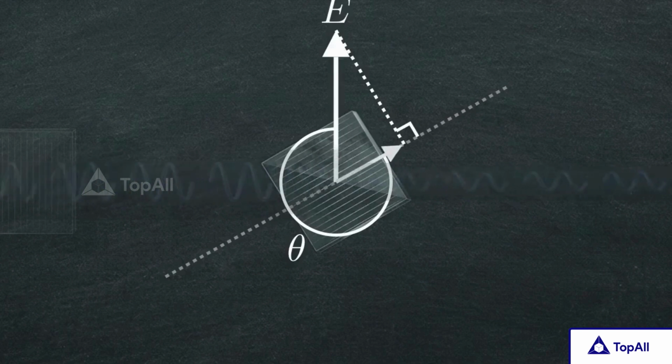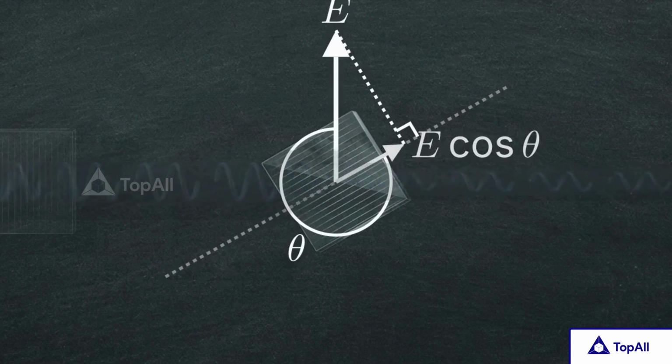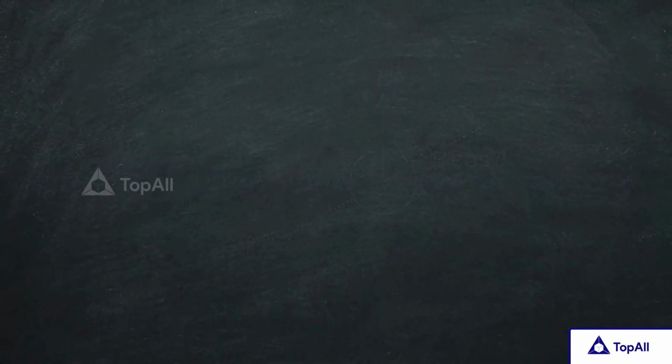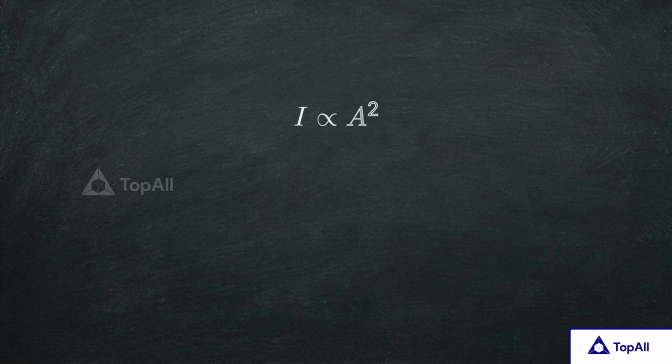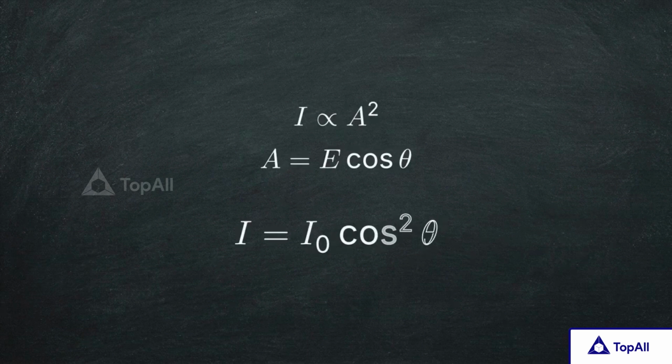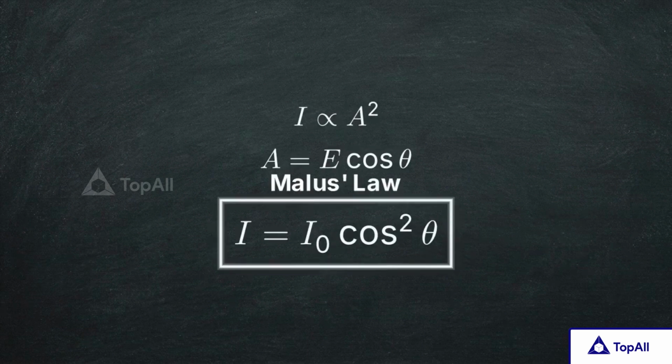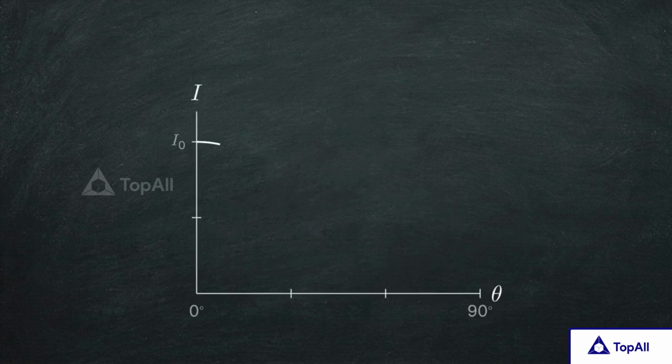That component is equal to the original wave, E, times the cosine of the angle theta. This is the foundation of Malus's law. Because the intensity of light is proportional to the square of its amplitude, squaring that cosine function gives us this equation. Intensity equals the initial intensity times the cosine squared of theta. This graph shows how the energy drops as the angle increases.